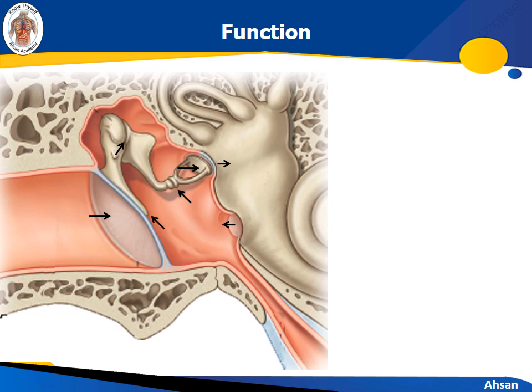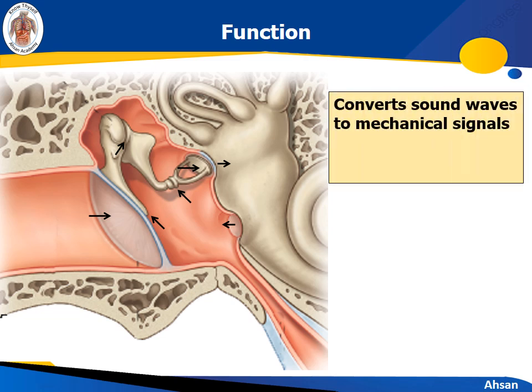middle ear cavity. So there will be a conversion of the sound wave to a mechanical wave that creates a fluid wave in the internal ear. This conversion of the sound wave to a mechanical signal is the job of the middle ear cavity, and this is transmitted to the internal ear. So the middle ear cavity converts the sound wave into a mechanical signal, and that signal is transmitted to the internal ear.